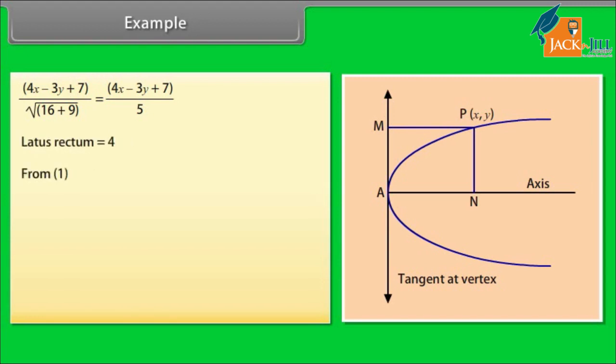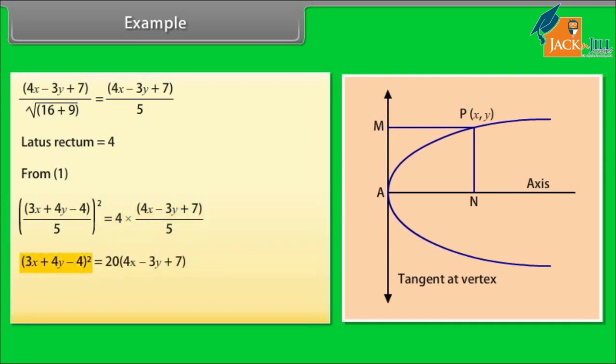From equation 1, ((3x + 4y - 4) upon 5) whole squared is equal to 4 into (4x - 3y + 7) upon 5. So (3x + 4y - 4) whole squared is equal to 20 into (4x - 3y + 7). This is the required equation of the parabola.